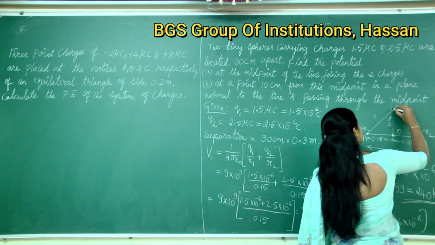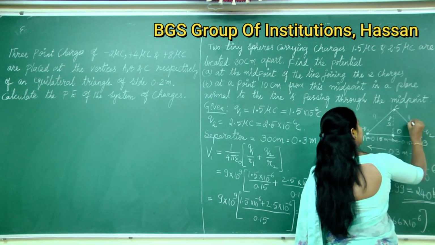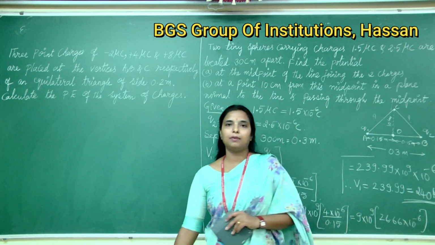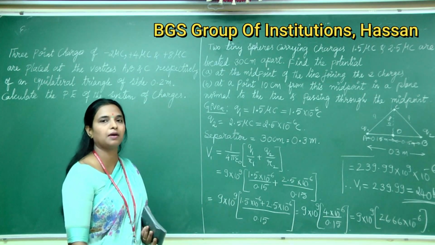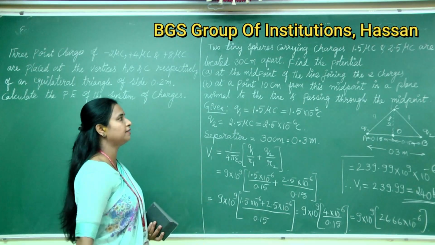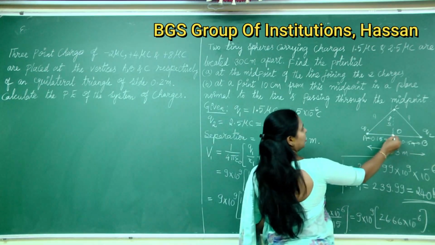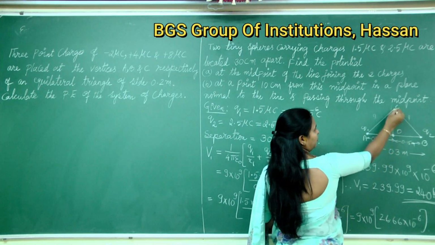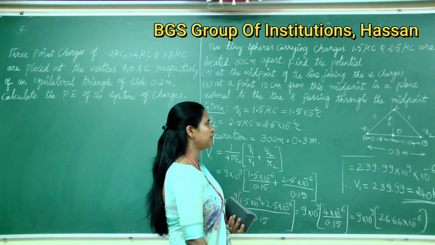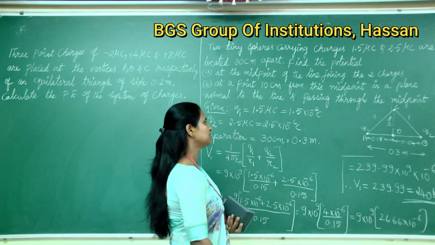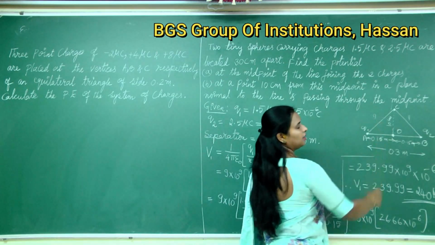We have to find out this distance, and it can be easily found because we know how to solve it by using the Pythagoras theorem, because the line joining, or the normal, is a perpendicular from the point to the line joining the charges, so it will form a right angle triangle.